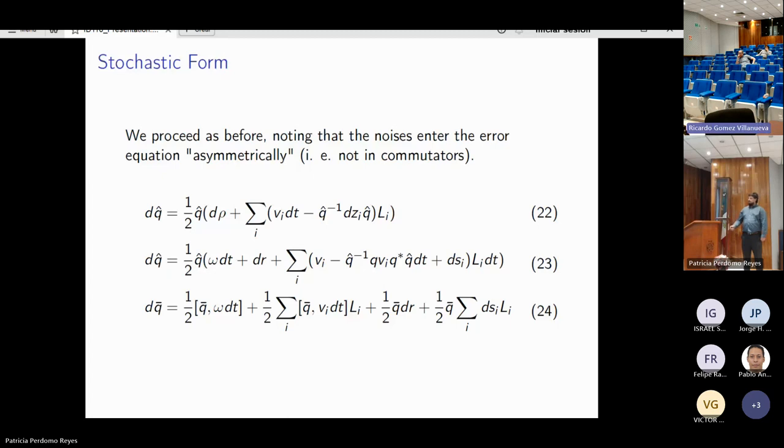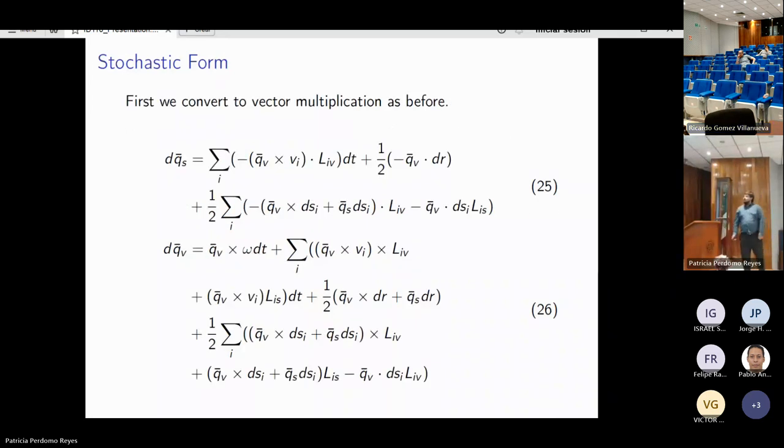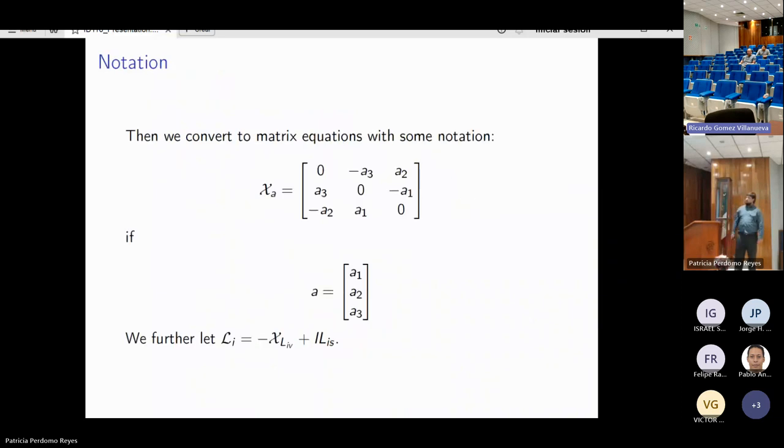Right. And we have the gain influencing this commutator, the gain influencing this, and of course the noise associated to the observation. Okay, we convert to vector multiplication like we did before, except this time it's much more expansive. We have what we originally had, and then everything involving the noise. We again want to send qv bar to zero.